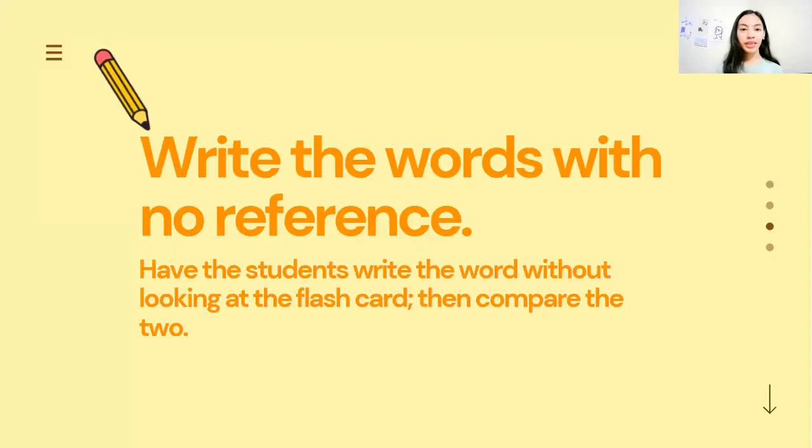The next would be write the words with no reference. Have the students write the word without looking at the flashcard and then compare the two. This is a very effective way to track the progress of children with this kind of deficiency. Having them write the words with no reference will tell you if they're getting better in remembering the words that we are trying to teach.